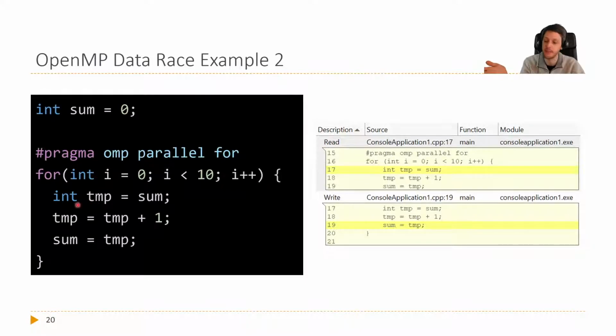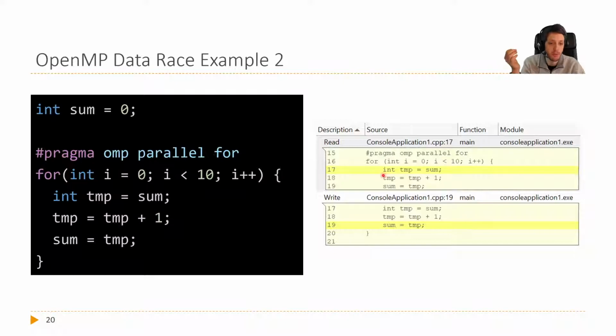This is private because it's declared inside the parallel region. I increment temp using temp plus 1, and then I write it back into sum. Because I'm incrementing my local variable, the data race is gone, right? Well, obviously it's not gone. The question is, does the tool detect it? And yes, in this case, the tool can detect it.